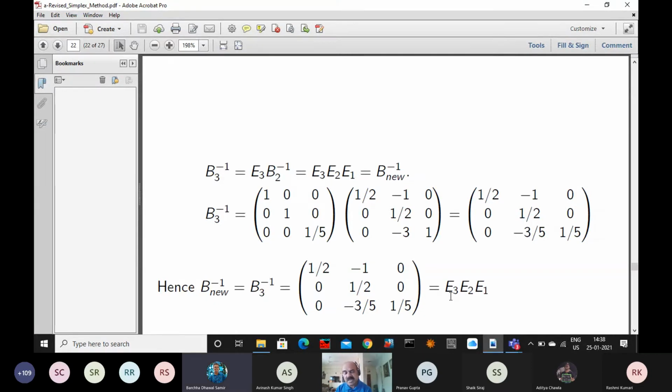Maximum 10 into 9 into 8 into 7 into 6 and so on. That is 10 factorial. Okay, so this many ways. So why? Because, as you know, in the simplex we are following a particular order.